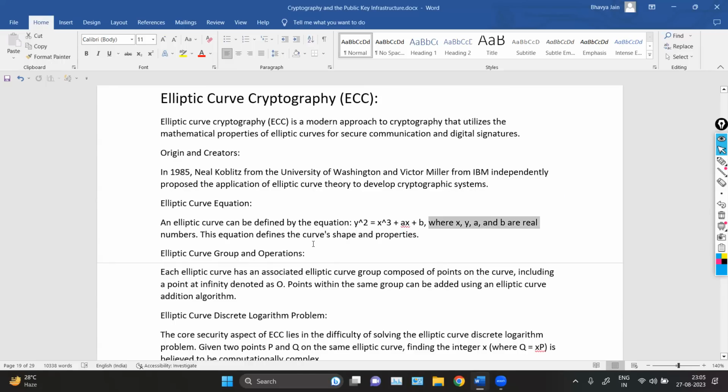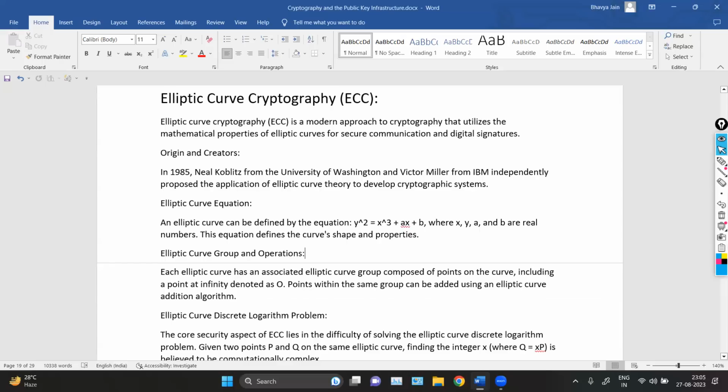This equation defines the curve's shape and properties. So basically, x, y, a, and b are real numbers. Real numbers are the numbers which contain everything, like 0, 1, 2, 3. So they are real numbers. This is the formula of elliptic curve cryptography.